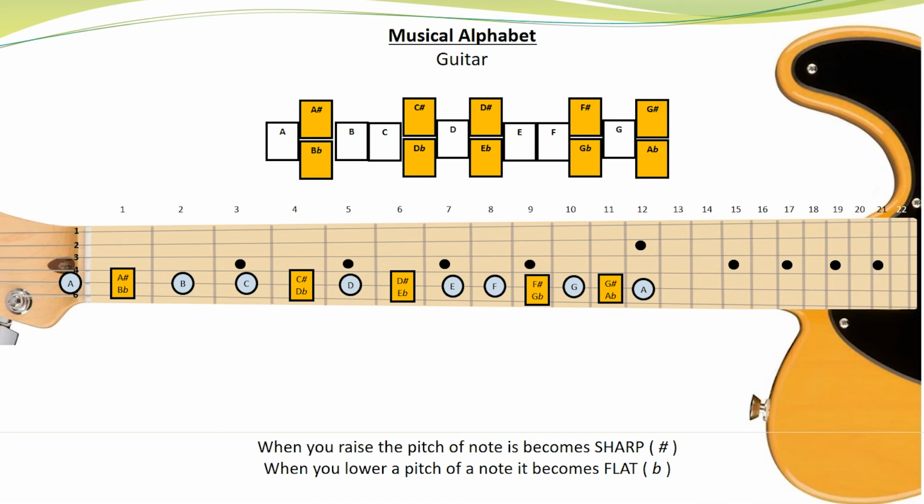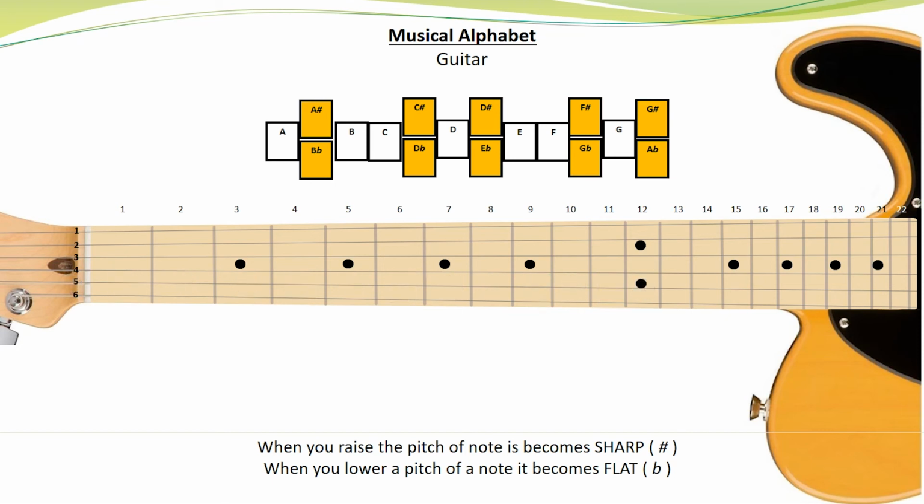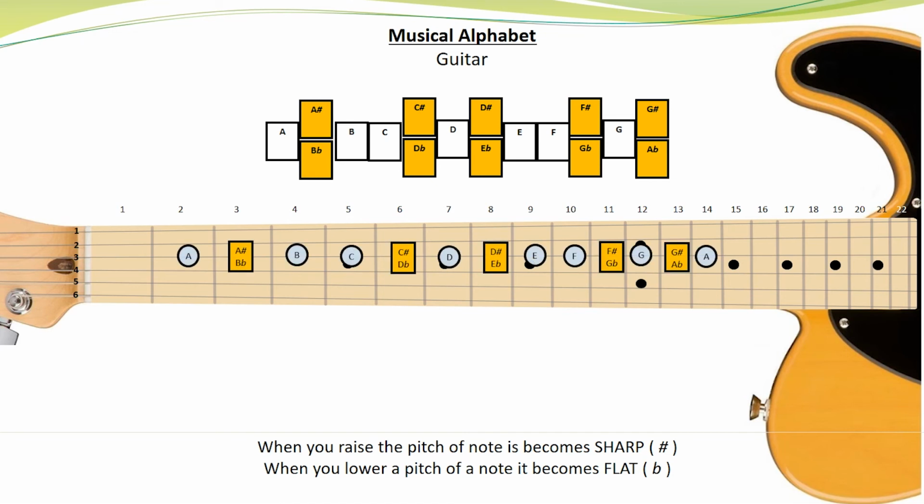Okay, but the point being our pattern still works. Look at the 4th string. Let's find an A. It's at the 7th fret. Right, and our pattern still works. Here's an A on the 2nd fret, 3rd string.